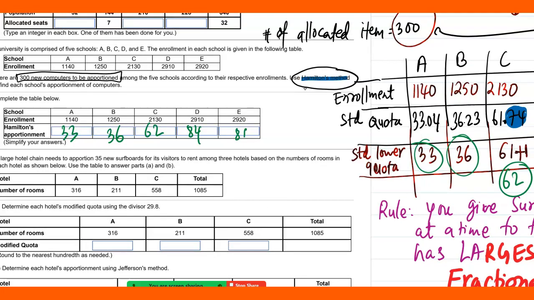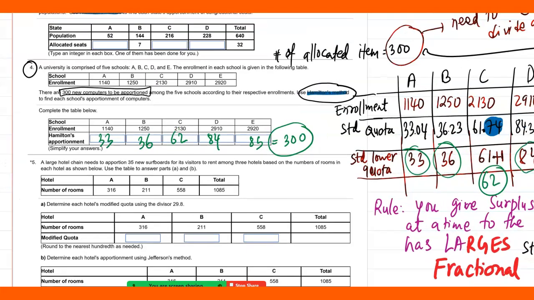E got 85. And total number of computers is 300. That's what we want to apportion among the 5 schools. That's how you do Hamilton. This is called final apportionment by the Hamilton. This is the final answer, okay? But remember that to get the final answer, you have to do step by step.